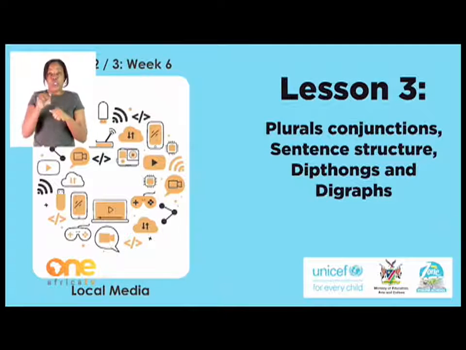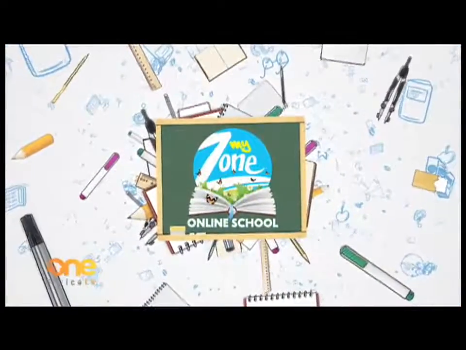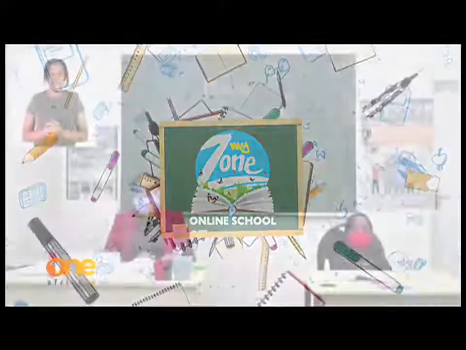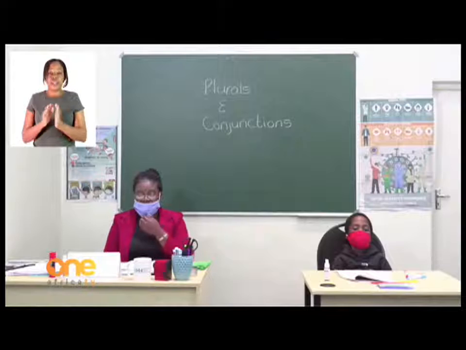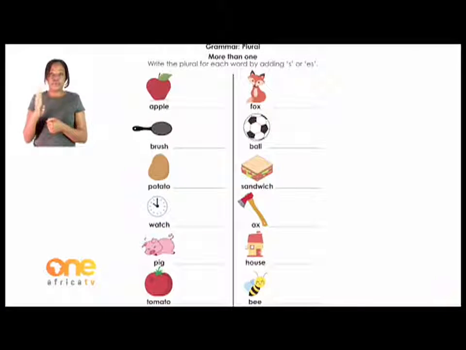Our lesson for today will be plurals, conjunctions, sentence structure, diphthongs, and digraphs. Okay, let's go over to page 14 together with the grade 2s and the grade 3s. You are also welcome to revise with us. We are going to learn about plurals.